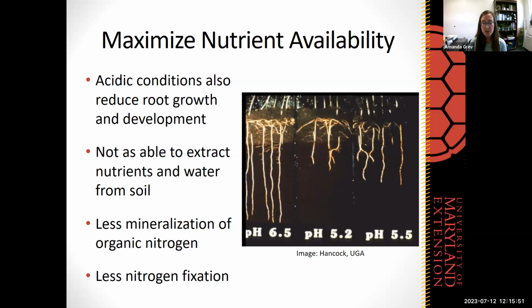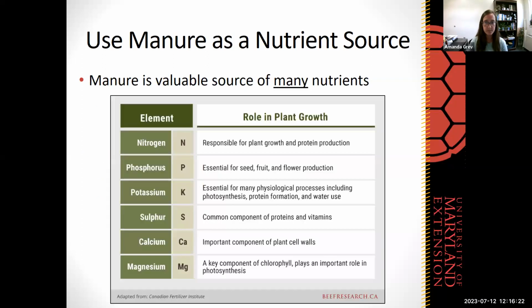And if we are in more acidic soil conditions, either 5.2 or 5.5, you can see those roots are a lot more stunted. So those roots under those more acidic conditions are not going to be able to extract nutrients and water from the soil as well. We're going to have less soil mineralization happening, less nitrogen fixation, kind of overall less nutrient availability. So pH is really important to keep our nutrients available to our plants and keep that root growth happening and keep those strong, healthy roots.